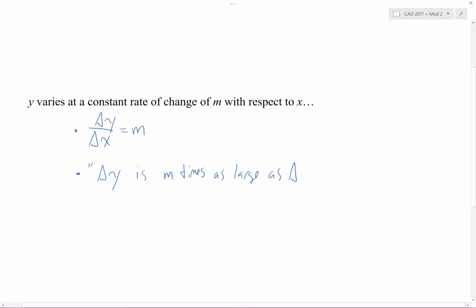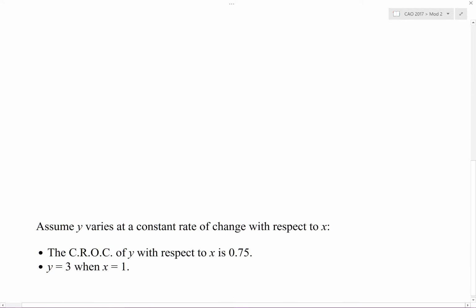as the corresponding change in x. And written mathematically, that means that the change in y is m times as large as the change in x. So we can use this information to determine new values of y if we know a constant rate of change and we know a reference point. So let's look at an example of this.